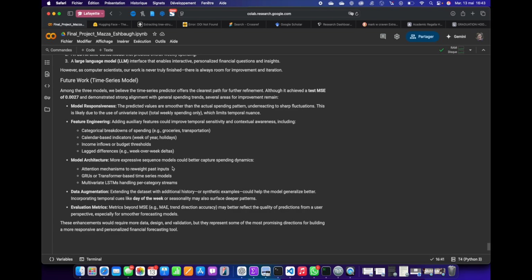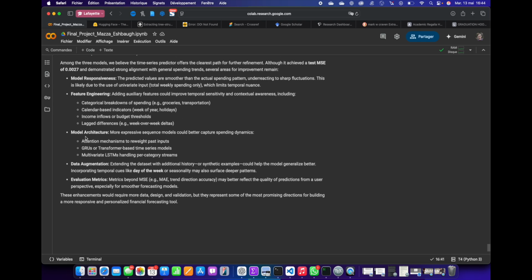Things like where is income coming in? What actually is your budget? These kinds of questions we could even have, and that could go to the LLM as well. And even lag differences, like having a delta factor from week to week and just understanding the change over time, could be interesting as well.